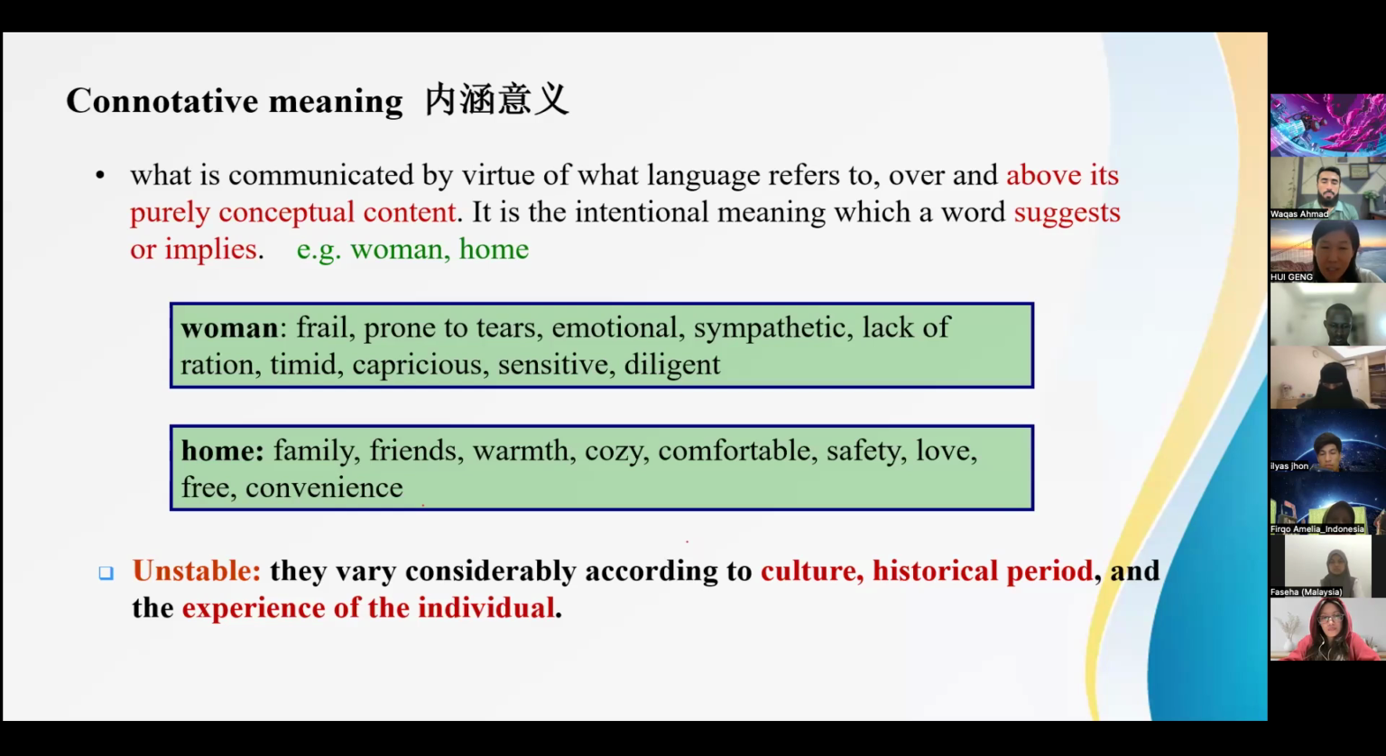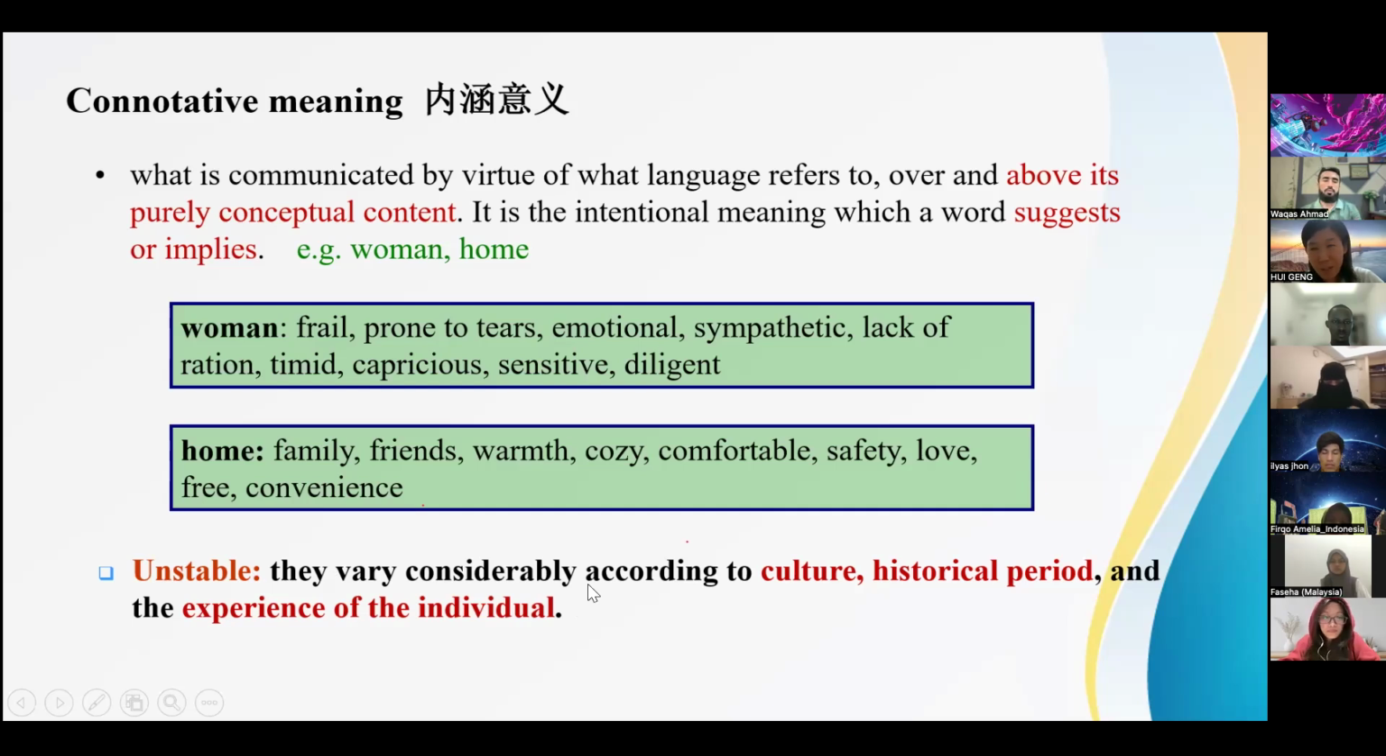And home, let's see the second word. If I say welcome everyone, it's great to have you. Welcome home everyone to join me, to join this lesson. So here, I may consider home as family, as friends, warmth, cozy, comfortable, safety, love, free, and convenience. And regarding connotative meaning, it has a feature of being unstable. Why? Because they vary considerably according to culture, historical period, and the experience of the individual.